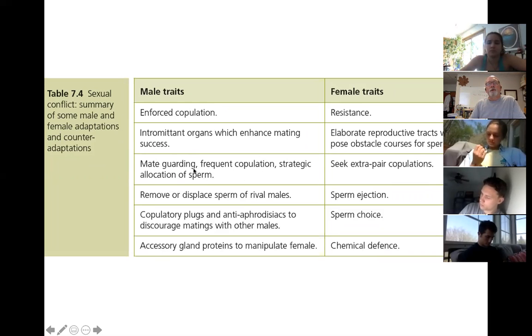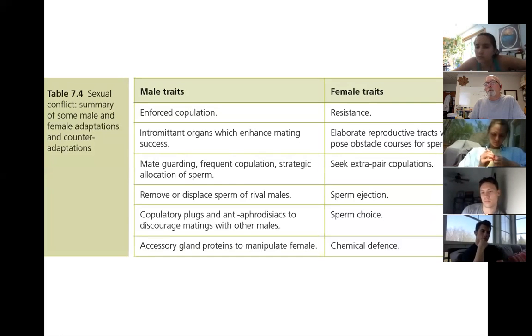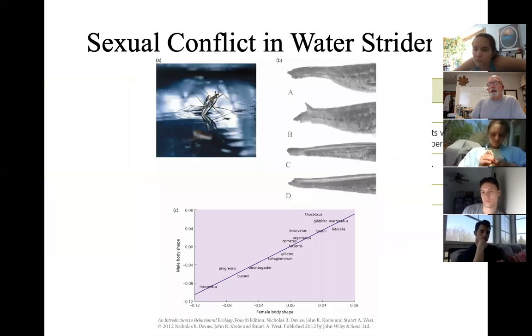So as males evolve copulatory organs that help them succeed, females can actually also evolve reproductive organs, copulatory organs that make it more difficult. And if that's the case, then these two sexes are involved in an arms race. And as a result of that, you will get more and more elaborate male copulatory structures and more elaborate female copulatory structures.